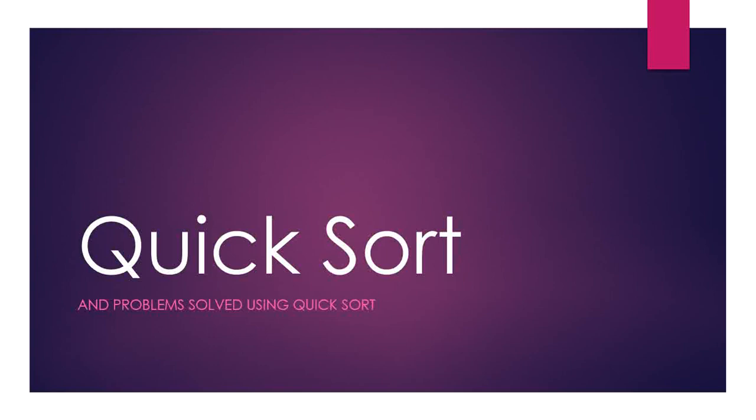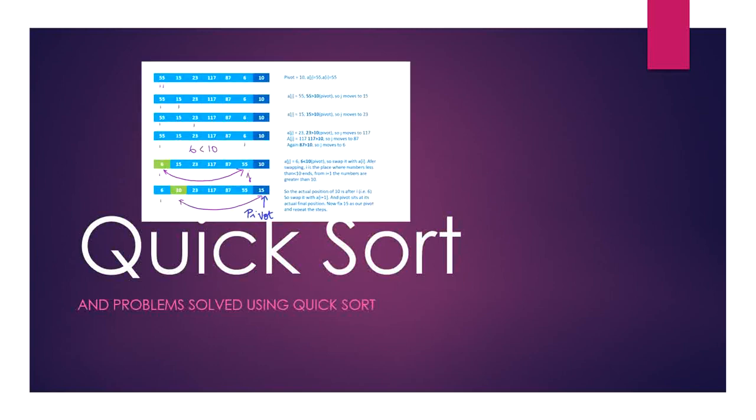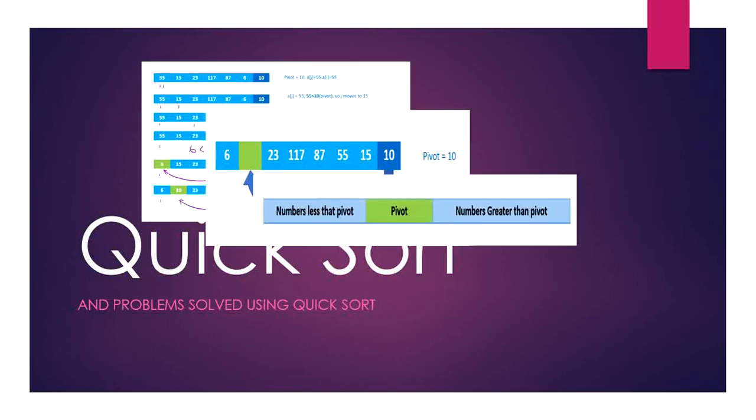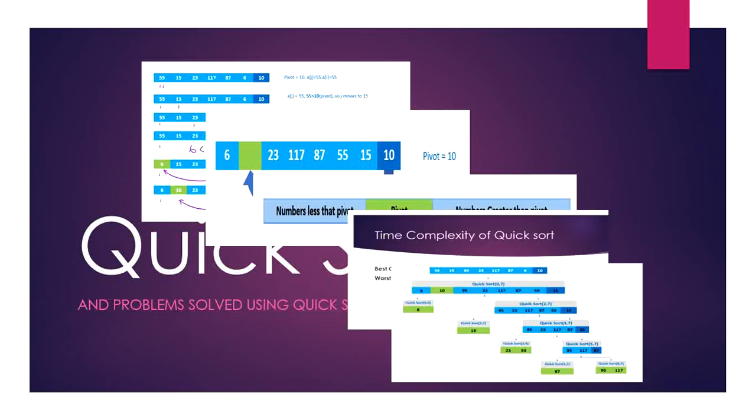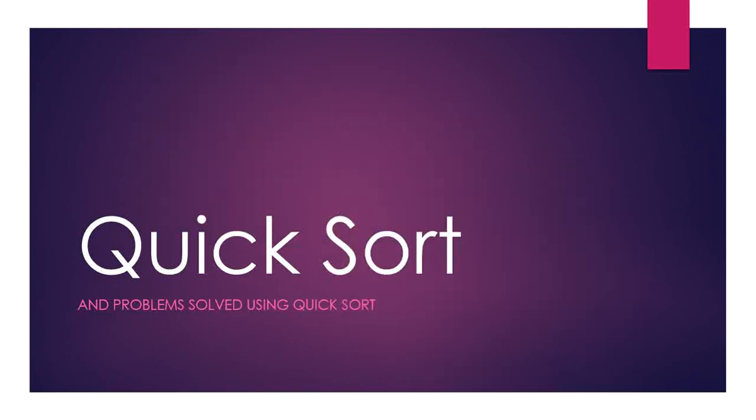In our previous video we saw what a Quicksort is and how it works, what a pivot is, what the worst and best time complexity of Quicksort is, and how divide and conquer works in Quicksort. So now it's time to apply the logic in some problems and see how we are going to solve them using the logic of Quicksort. So let's start with easier ones first in the video.